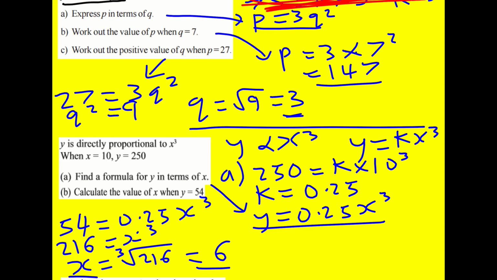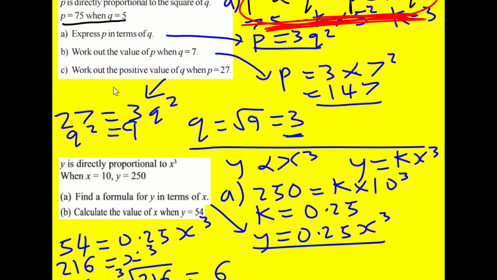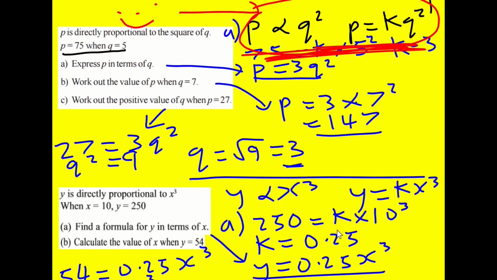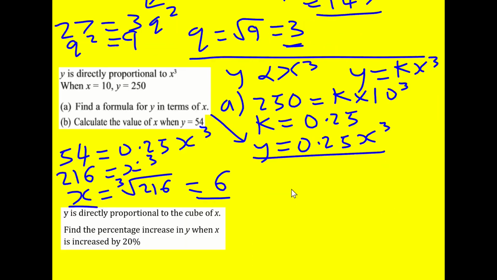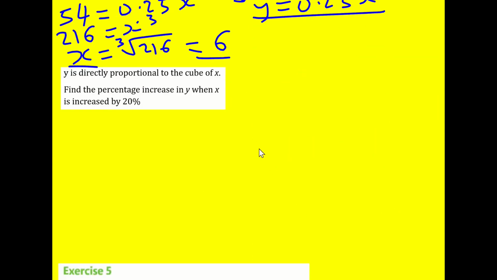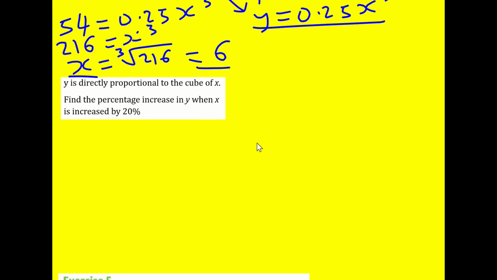Done. Okay, so this is a sort of question that I want you to be able to solve, showing your working in this format. Okay, last question, trickiest one. y is directly proportional to the cube of x. y is directly proportional to x cubed. That means we can write down that y equals kx cubed. Just going to write that down. I've not even looked at the question yet.